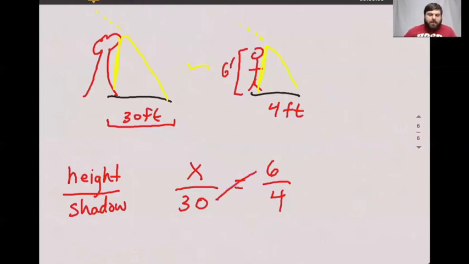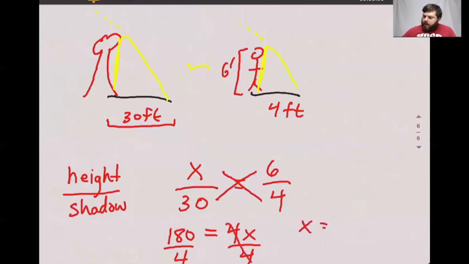So 6 times 30, that's 180. That should equal 4 times x. 4 times x is 4x. Remember, we don't write the times symbol, but it's there, 4 times x. It's pretty simple. We divide by 4 on both sides, and if I use my calculator there, I would get that x is 45.